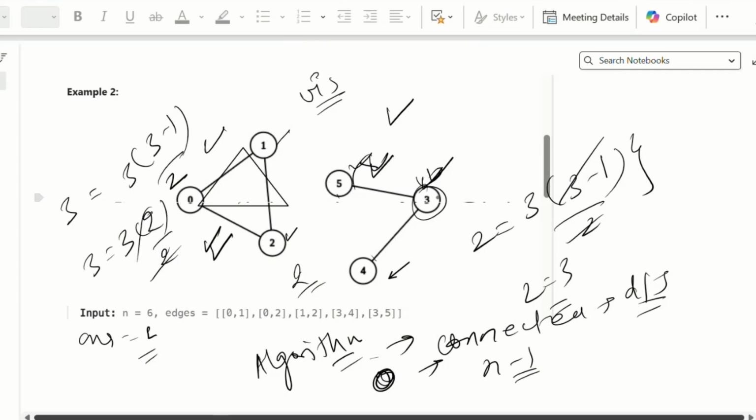And for the complete component, we can use this formula. If you know basic graphs, you will know DFS or BFS. DFS is a traversing algorithm in a graph, and by using that, we can easily find this.